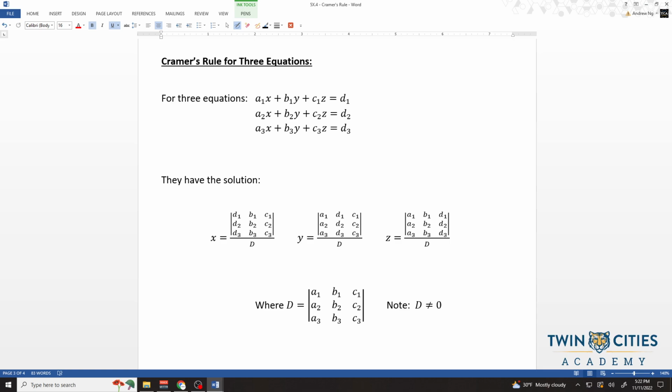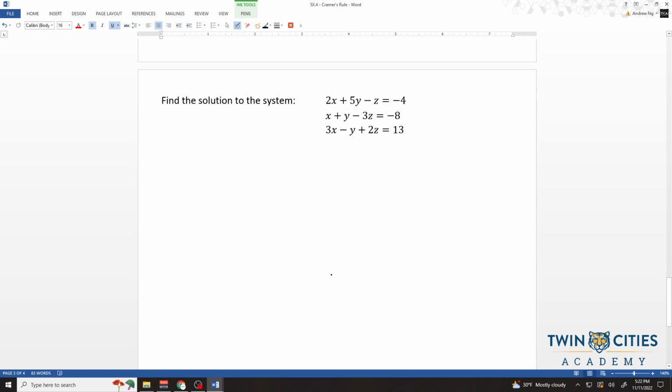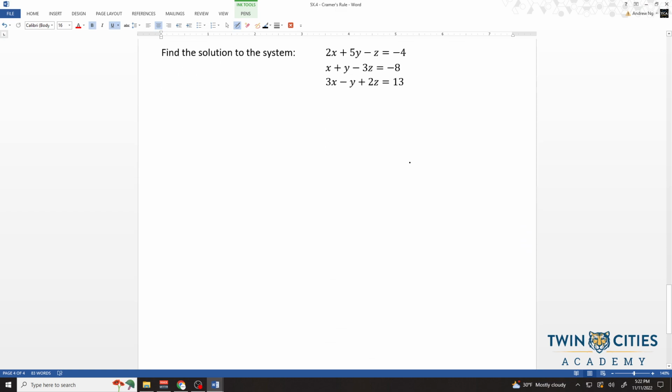All right, let's give it a try. I've got this system. First equation, 2x plus 5y minus z equals negative 4. Second equation, x plus y minus 3z equals negative 8. And third equation, 3x minus y plus 2z equals 13.